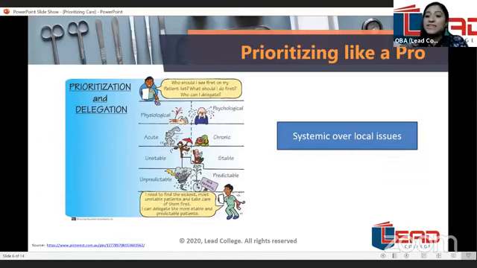Okay. Then last but not least, always remember systemic issues over local issues. For example, you have a patient who has a high fever. Fever indicates a systemic issue versus a patient who has a rash or a mild laceration. So these are all local issues. So remember, systemic over local issues. Okay.